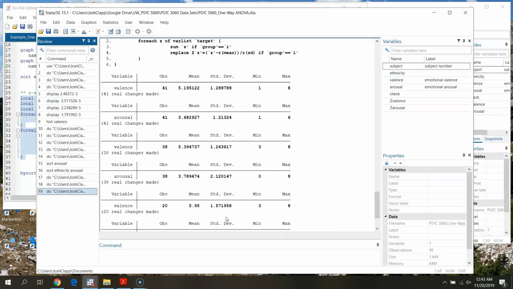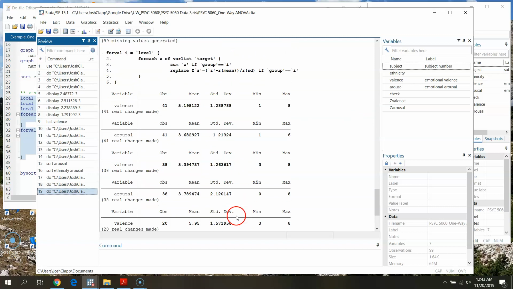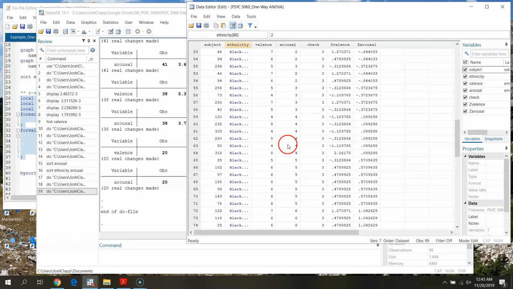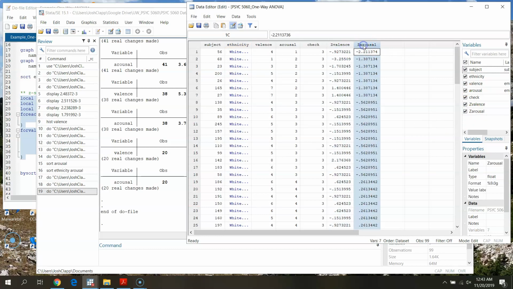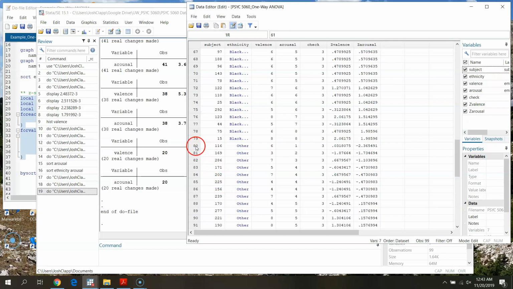And then what we'll see here is that it's giving us the mean and standard deviation individually for each group. We don't need to worry about that too much. But if we go down through, we've now got a variable for valence and arousal. Importantly, what this has done is standardize and give us z-scores for our white non-Hispanic group using the mean and standard deviation for white non-Hispanics, calculating z-scores for valence and z-scores for arousal for that group. Same thing for our black non-Hispanic and our other group.